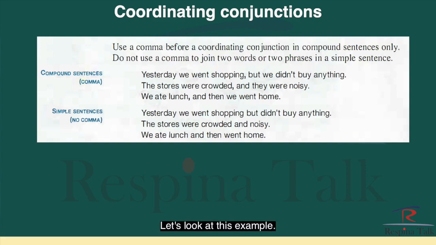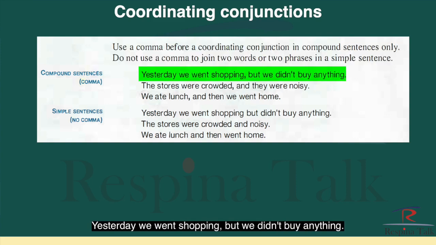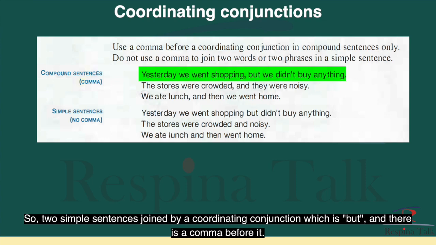Let's look at this example. Yesterday we went shopping, comma, but we didn't buy anything. So, two simple sentences joined by a coordinating conjunction, which is "but," and there's a comma before it.